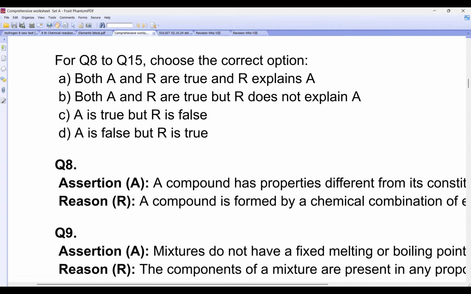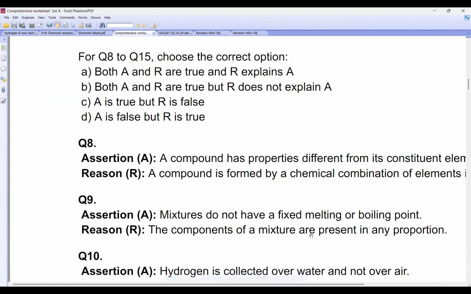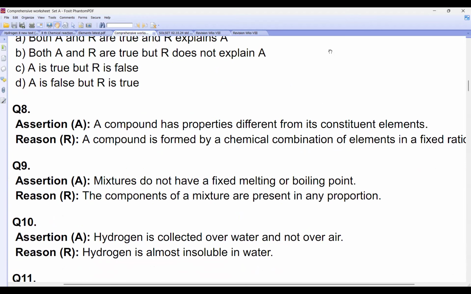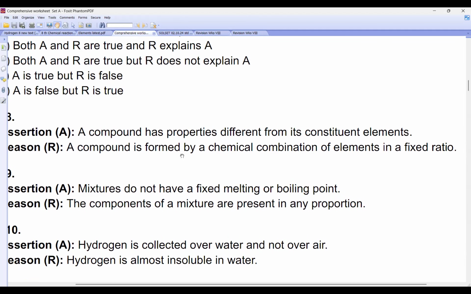Assertion reasoning. You have to write whether A and R are both true, and R explains A; both A and R are true, but R is not the explanation; A is true but R is false. A compound has a property different from its constituent elements. True, it is true or not? Tell me. True. Both A and R are true, but R does not explain A.